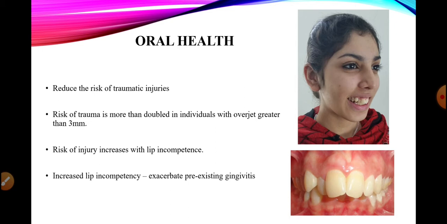Therefore, we need to see the statics. We have to see the relationship of the teeth with reference to the face and with reference to the soft tissue. We need to reduce the risk of traumatic injuries. We have to be very careful about the etiology of class 2 division 1. We should be planning a treatment that addresses this gingivitis and lip incompetency.